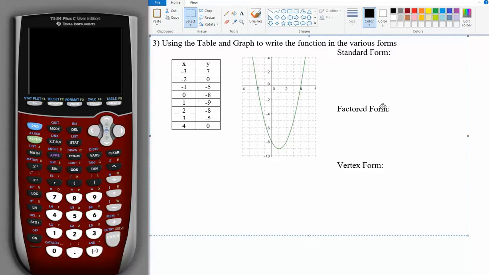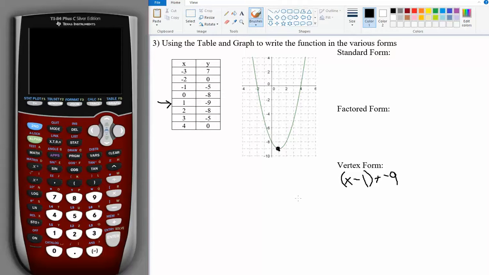Use the table graph to write the function in various forms. And of course, the easiest thing to start with is vertex form, because honestly, right there you can see the vertex, or right here in the table you can also see the vertex. So the vertex form, x minus h, well, what is h? It's 1, so x minus 1, plus k, which is the y, so that's plus negative 9.